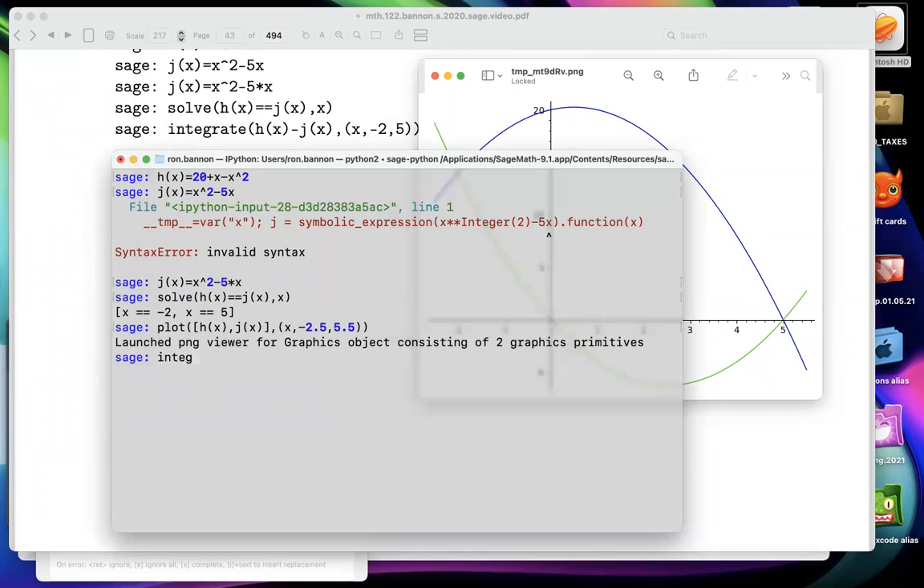Integrate. What's the upper curve? h of x. That's the negative x squared problem. That goes down, right? Minus the lower curve, which was j of x, comma, x. And what are my limits of integration? Well, the points of intersection will be -2 to 5. Hit return, and I got 343 over 3.